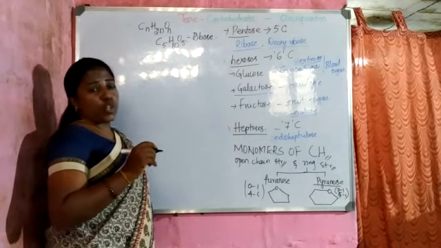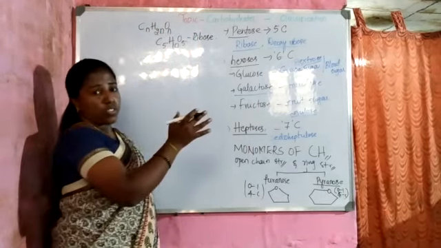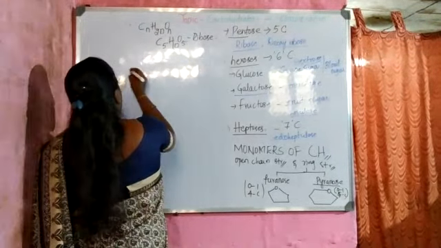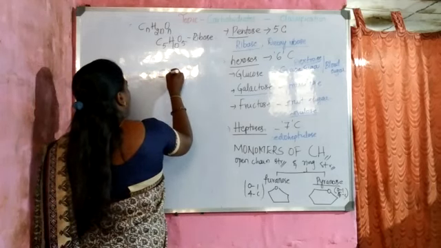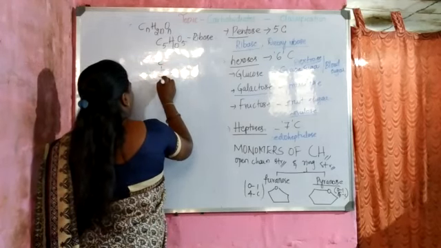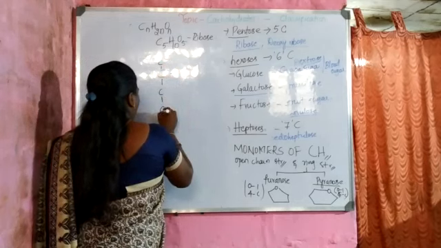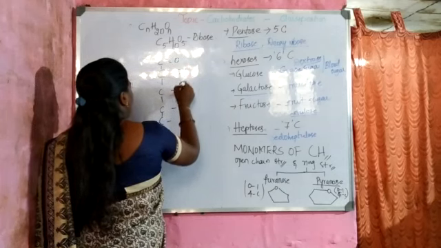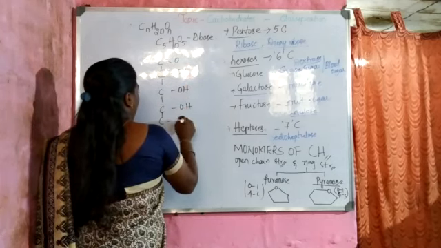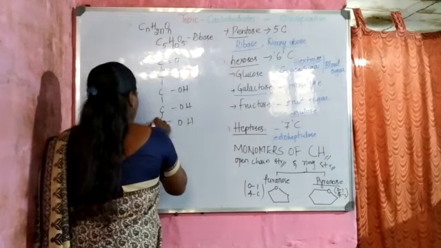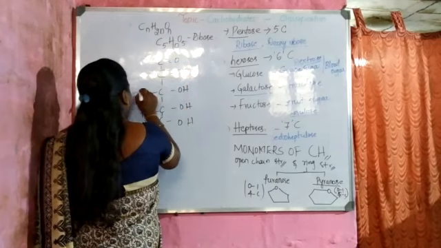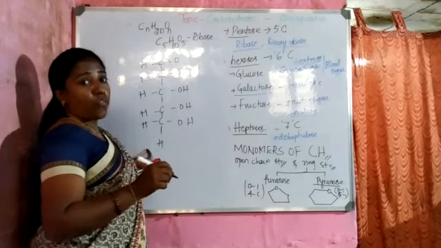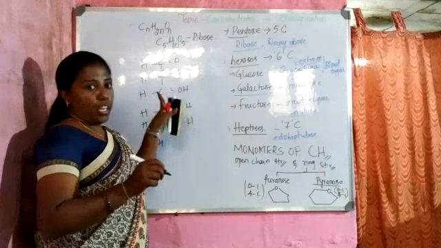Coming to the structure of ribose, it has an open chain structure and a ring structure. First I'll write the open chain structure. 5 carbon atoms, 1, 2, 3, 4, 5, with functional groups OH, OH, OH, H, H, H, H, H. This is the open chain structure of ribose.